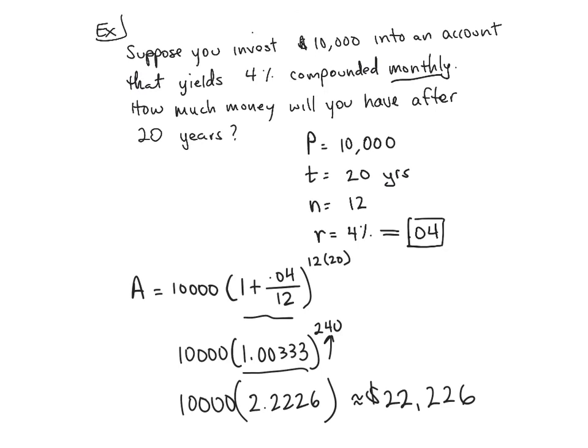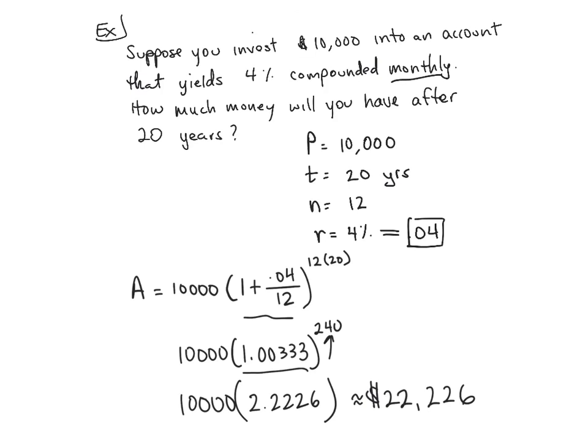So you can see we started with $10,000. It's compounded monthly for 20 years. The amount grew to $22,226. So it more than doubled in those 20 years. So this is an example of how you would use the compound interest formula.